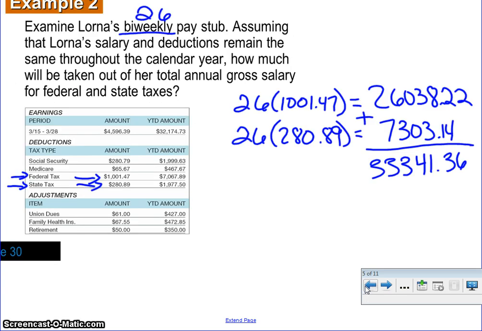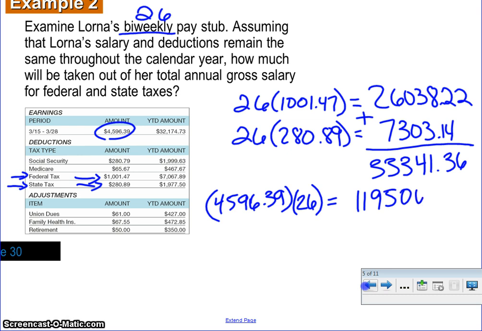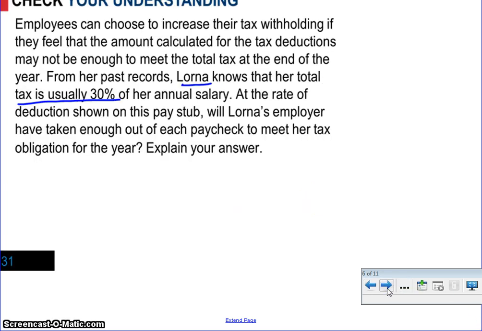So we have to look back here, and we see that one paycheck is $4,596.39. We need to get her annual income before we can answer this question. So we're going to multiply her check by 26 because, again, she gets paid 26 times a year. And we end up with $119,506.14.